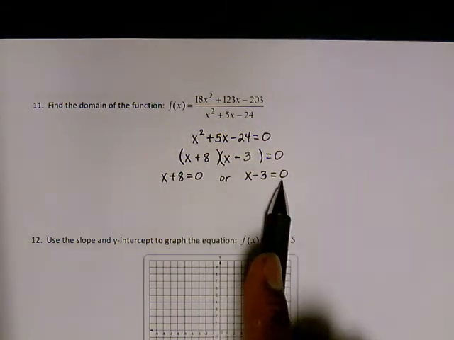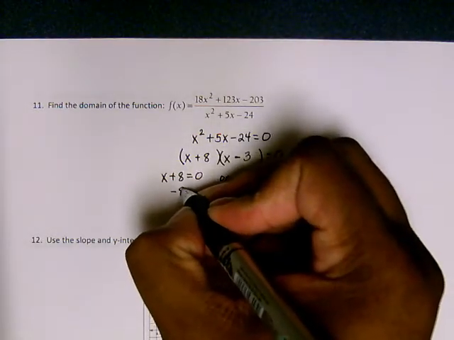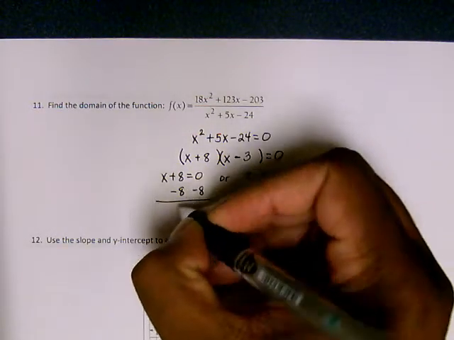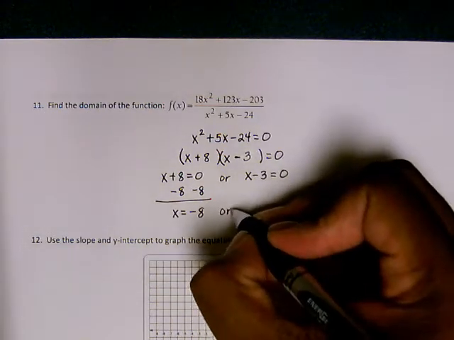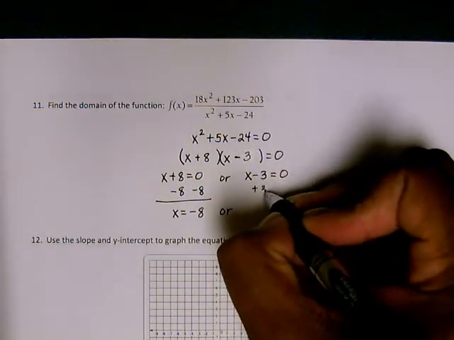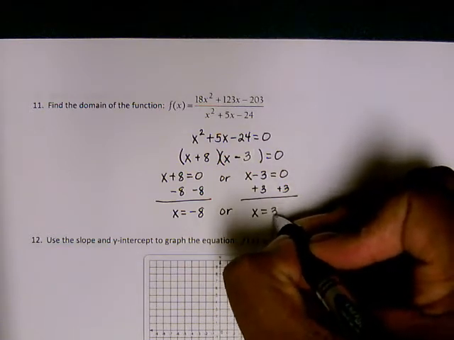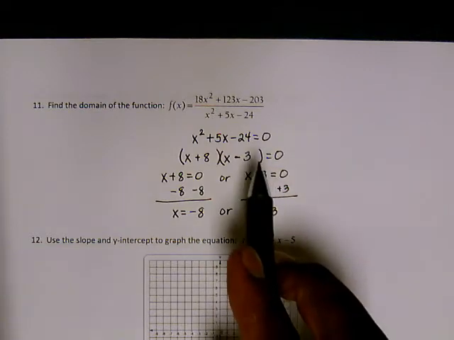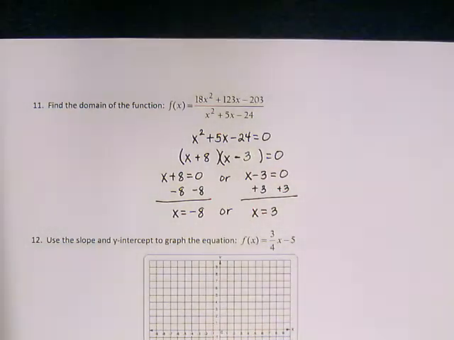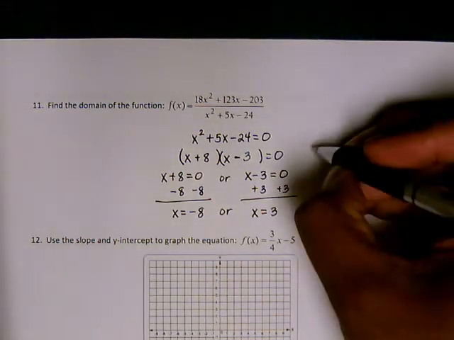And then for each equation, we'll solve for x. So for x plus 8 equal to 0, we subtract 8. You're going to get x equal negative 8. Or for x minus 3 equal to 0, that means x is equal to 3. So for x equal negative 8 or x equal 3, you're going to get a 0 in the denominator. Those are the values of x that will make that denominator 0.